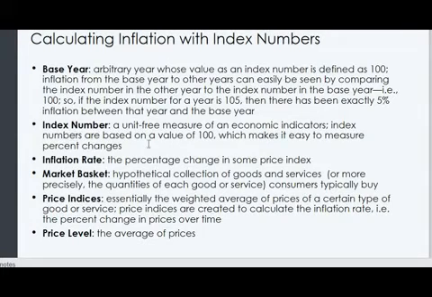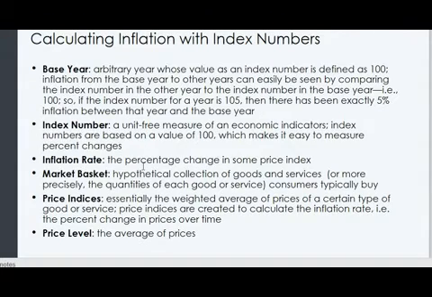Okay? Index number, a unit free measure of an economic indicator. Index numbers are based on the value of 100, which makes it easy to measure percent changes. So, lagi natin siyang i-multiply sa 100, kasi we are looking for the percentage. So, to convert it to percentage, we will use units of 100.